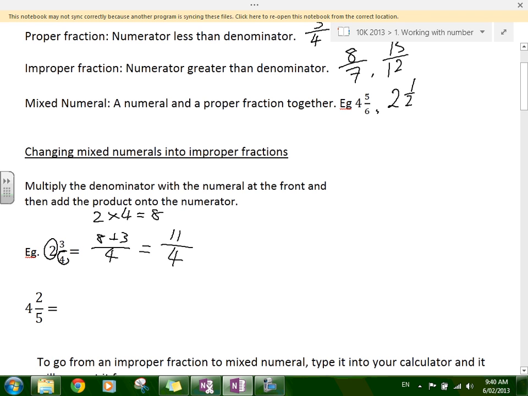If you think about it, 4 goes into 11 twice, you get to 8, and then there's 3 left over. Hence you have 2 3/4.